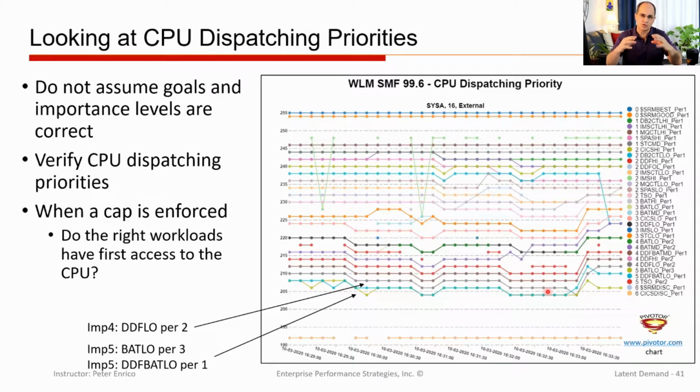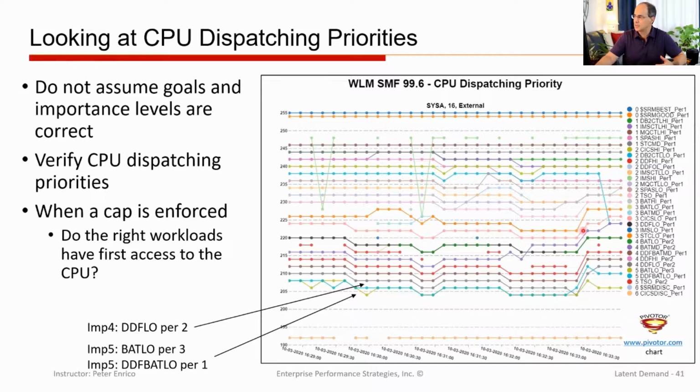And one of the ways we control what it is by controlling that its CPU dispatching priority is below all the other work in the system, so that you want to get the CPU before the work that you want to have suffer gets the CPU. So the next thing we do is we look at things like CPU dispatching priorities.